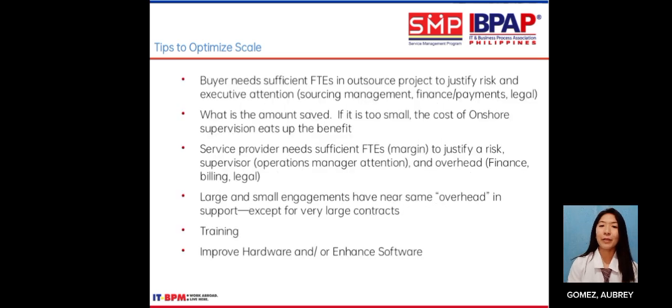The buyer needs sufficient FTE in the outsourced project to justify risk and executive attention for sourcing management, finance, payments, and legal. And the next is, what is the amount saved if it is too small? The cost of onshore supervision eats up the benefit. The service provider needs sufficient FTE or margin to justify the risk, supervisor and operations manager attention, and overhead like finance, billing, and legal.